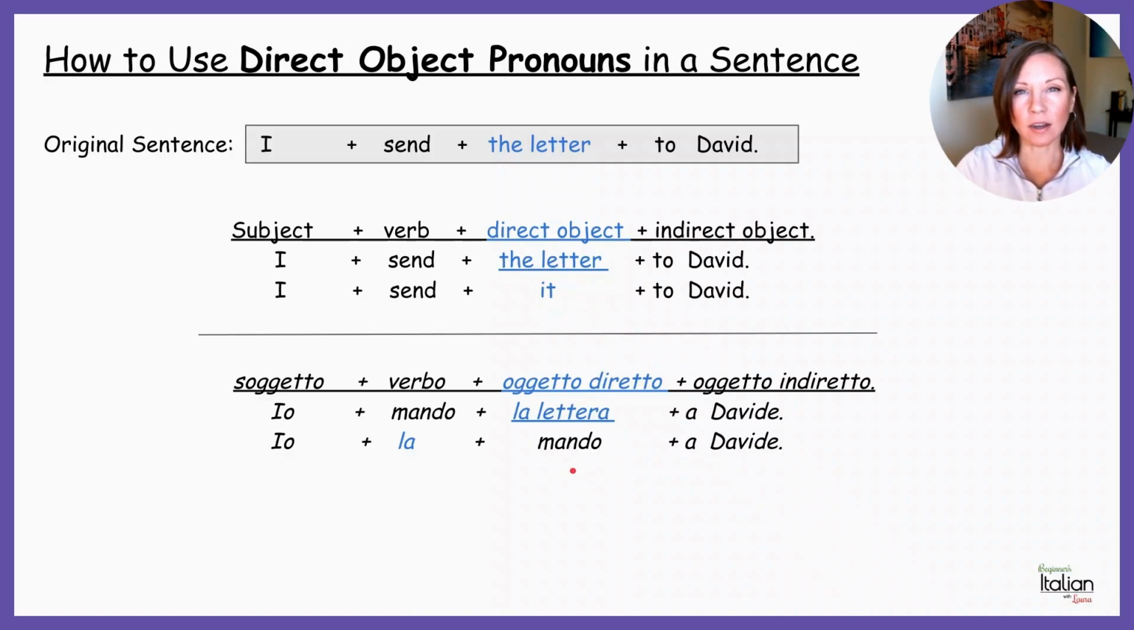And that's where I think it becomes very confusing for people because you put it before the verb. Okay, so la lettera is replaced by la because it is a singular third person pronoun. So that's replaced by la because it's feminine. Okay, and we place it before the verb. Okay, io la mando a Davide. Okay, and this is when you're only using a direct object pronoun in a sentence. Okay, no indirect object pronouns in this sentence. We'll talk about how to use them together in a bit.